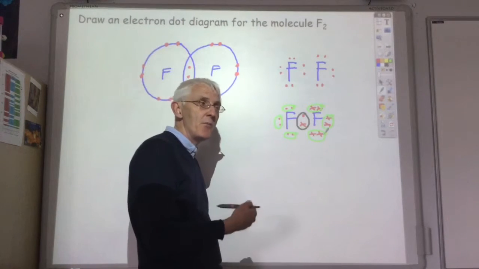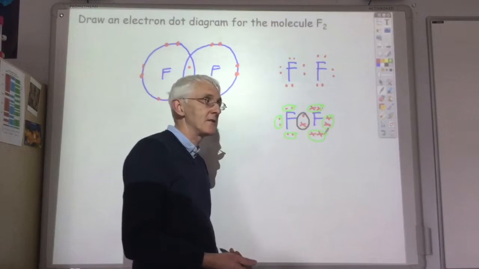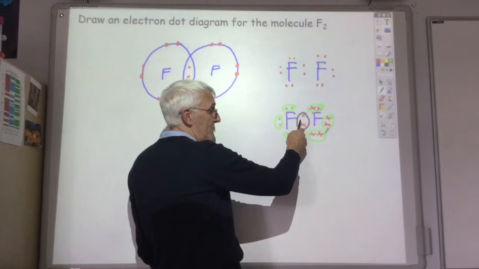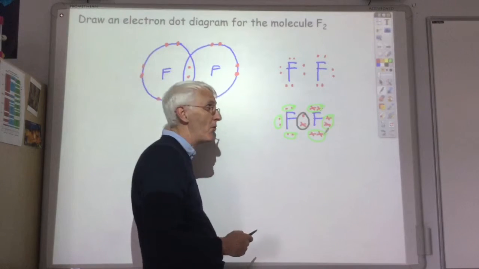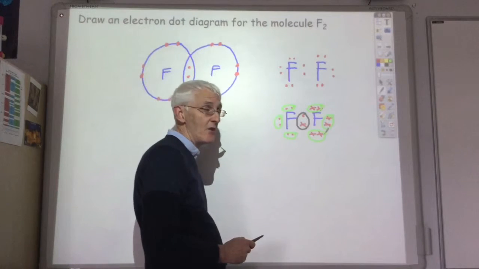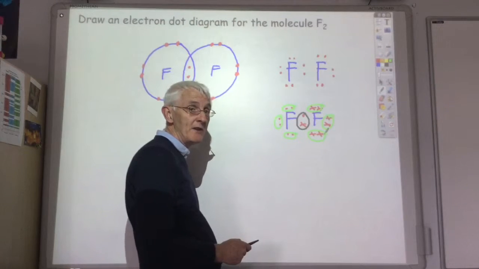So that's the difference between bonding and non-bonding electron pairs. The bonding electron pairs are the two electrons involved in the formation of the covalent bond. If the electron pair are not involved in the formation of a covalent bond, they are a non-bonding electron pair.